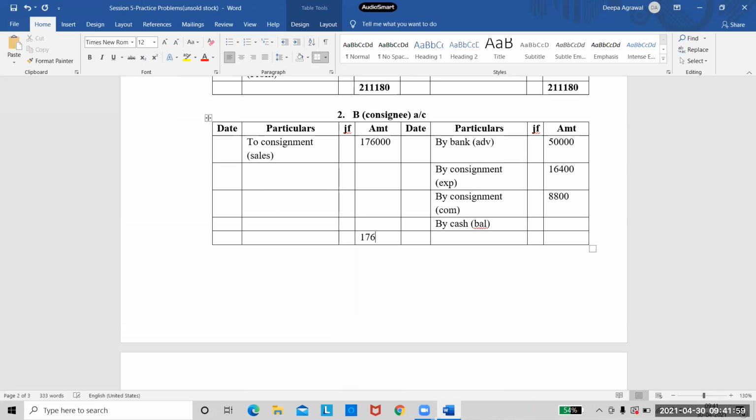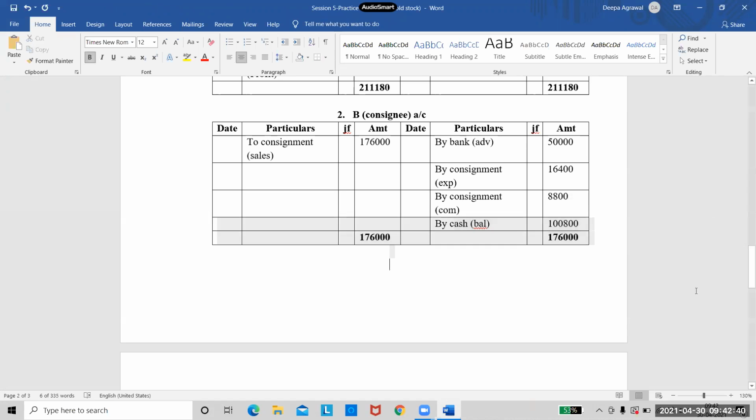Then I'll put the totals on both the sides. The total is 1,76,000. And here also I'll put the total. It is 1,76,000. Tell me the balance quickly, one of you. Calculator, tell me 1,76,000 minus 50,000, 16,400 and 8,800. So you are getting a balance of 1,08,000. Right, so this account is also over, the consignee's account.